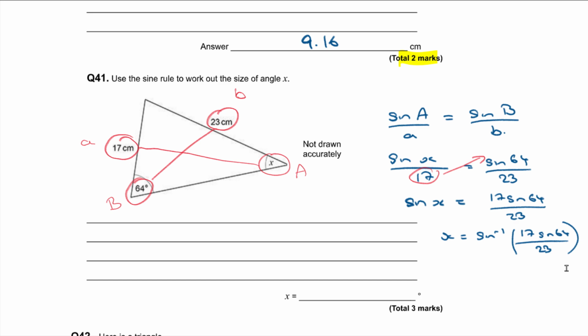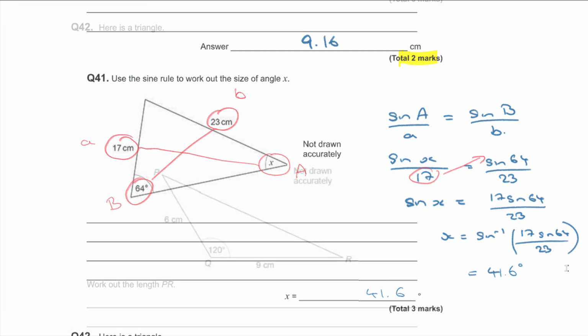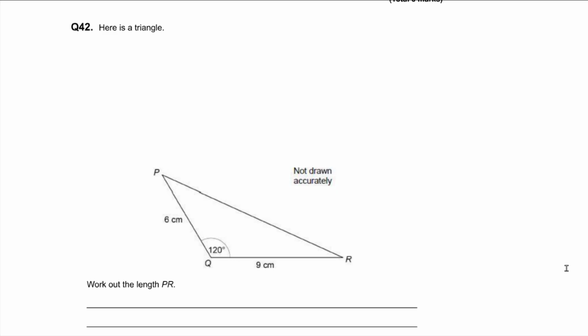So shift sine 17 sine 64 over 23. Just close bracket, make sure I put the brackets in the right place, I think. And that comes out to be 41.6 degrees to 3 significant figures, or 1 decimal place. So 41.6. Question 42, here is a triangle.